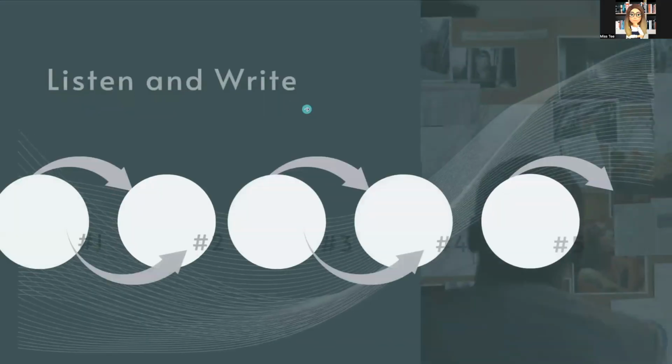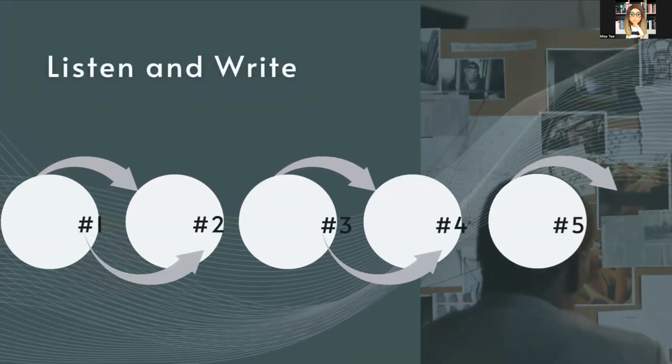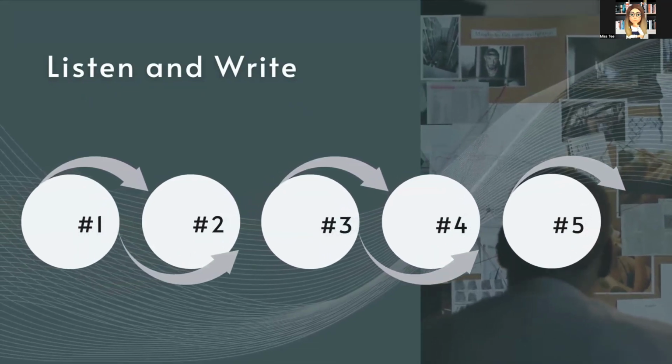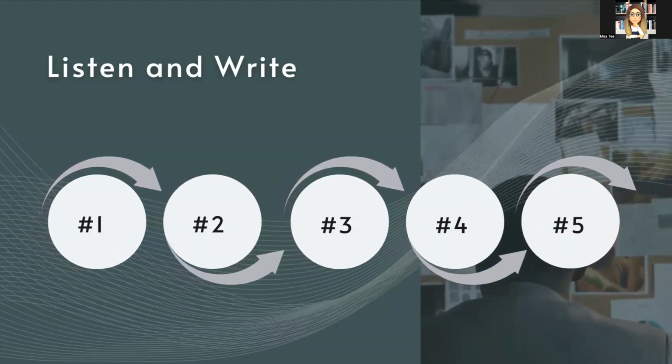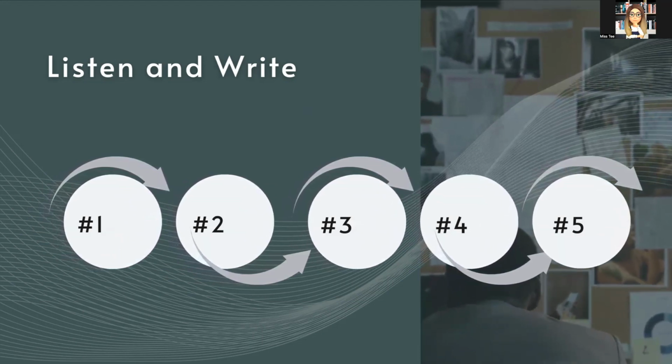Now you're going to see on the screen numbers 1 to 5. Each number represents a different sentence that will be read. I'm going to read each sentence 3 times and 1 more time at the end, starting with sentence number 1. Number 1.